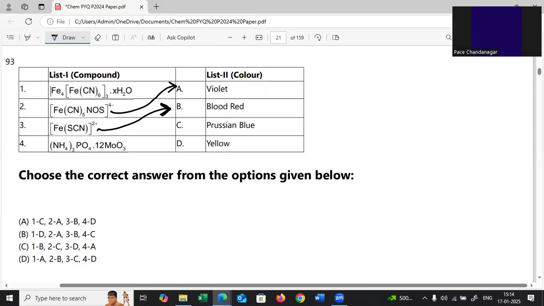3B, where is 3B? 3B has two, and 2A also has two. Very good. Now one with C and one with that. Let me go with molybdenum. Molybdenum oxides are yellow in color. Remember, this is 4D. So option A is right. So that is how you can go: SCN is blood red, NO with cyanides goes with a violet color complex, and molybdenum is yellow.